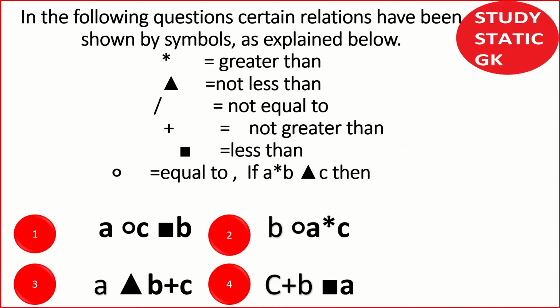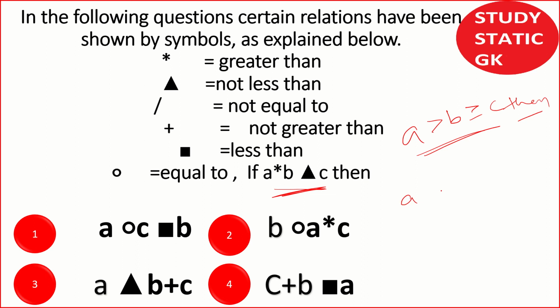Next question. Here, in the following question, certain relations have been shown by symbols as explained below. Star is greater than, triangle is not less than, slash is not equal to, plus is not greater than, square is less than, circle is equal to. So there are some inequalities we have to frame, and again we have to choose from the options which fits the question. Right? Here A star B triangle C. So A star B means A greater than B, and triangle means not less than, means greater than or equal to C. This is the question.